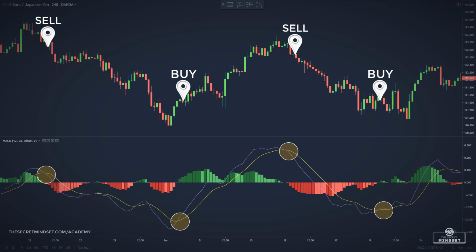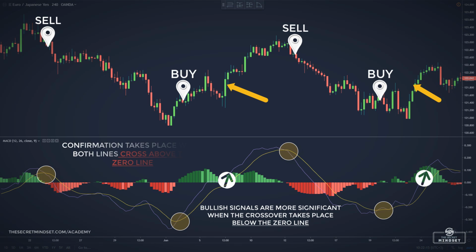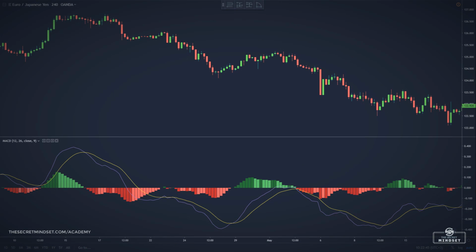In addition, the locations of these crossovers in relation to the zero line are helpful in determining buy and sell points. Bullish signals are more significant when the crossing of the MACD line over the signal line takes place below the zero line. Confirmation takes place when both lines cross above the zero line. Here are some examples of MACD crossovers.